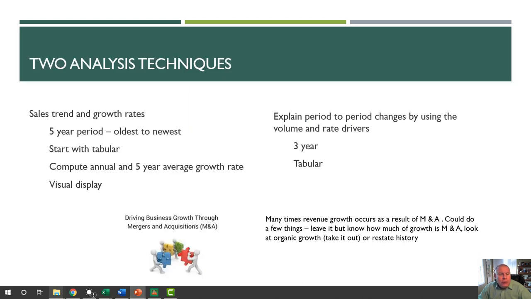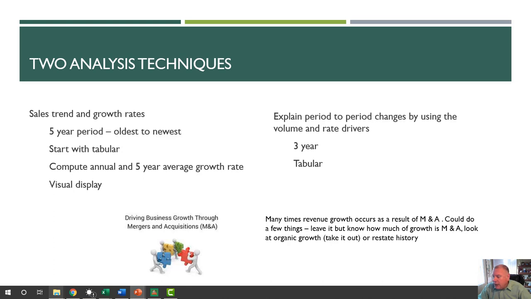There are two analysis techniques that we're going to look at. One is sales trend and growth rates, and we're going to look at a 5-year period, oldest to newest, because we're going to actually be able to do a forecast going forward. You start with a tabular format, and then you move on to compute annual and 5-year growth rates. And then you do a visual display. Second, we explain period to period changes by using the volume and rate drivers that you spent time already deriving.